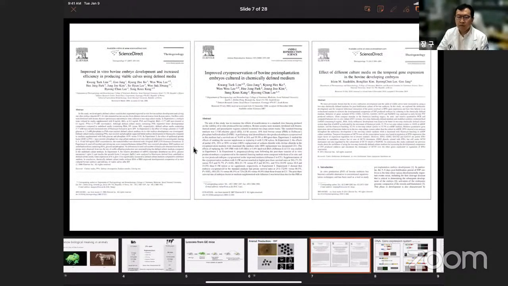If you want more information, in my study I summarized three papers. This is the culture media. This is the cryopreservation, freezing. This is the gene expression.